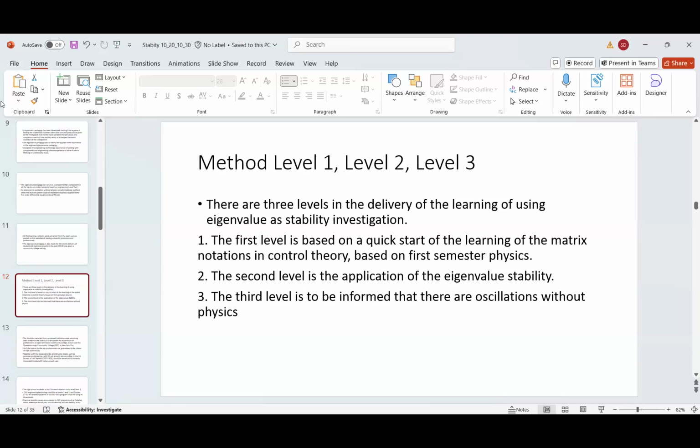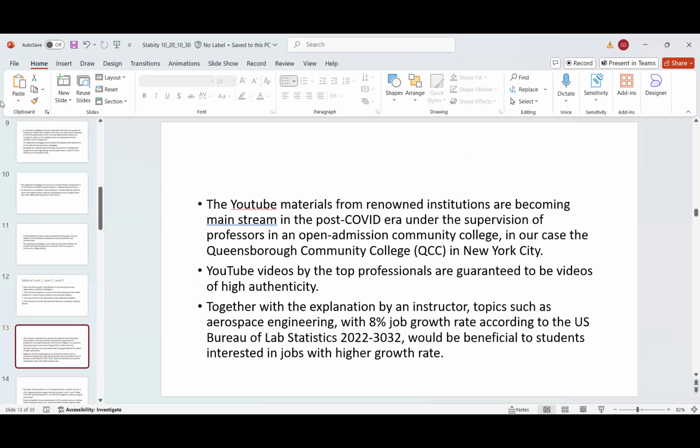The first level is based on a quick start to learning the matrix notation in control theory, based on first semester physics. The second level is the application of eigenvalue stability. The third level is to inform students that there are oscillations without physics.